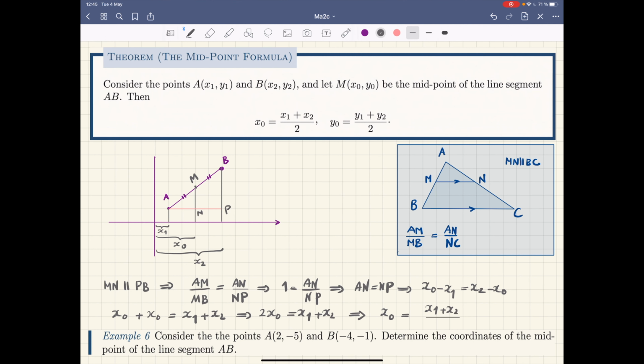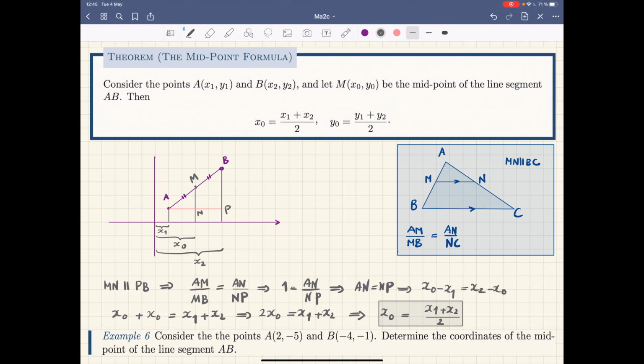And that is one of those formulas that we are supposed to show. You can do the same argument, but instead of doing it on the x-axis, you do it on the y-axis and you get the second formula. So you can do it as an exercise yourself.